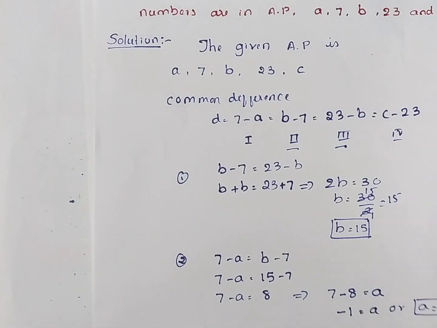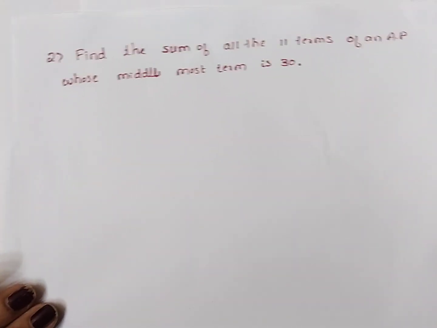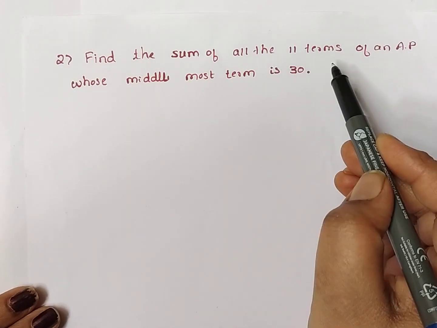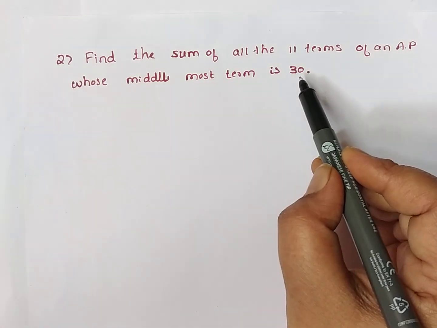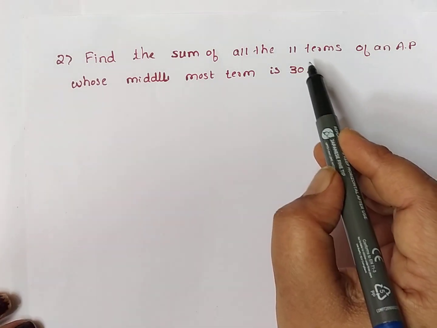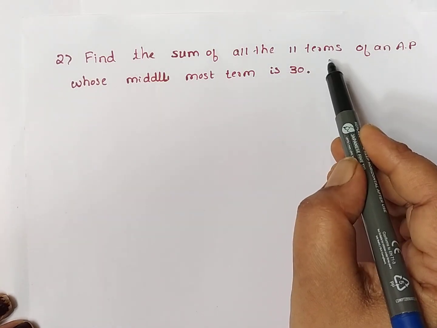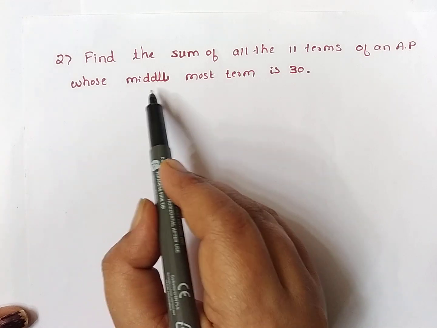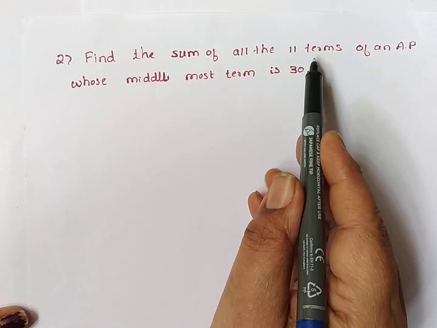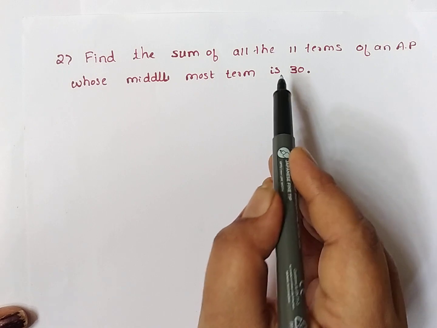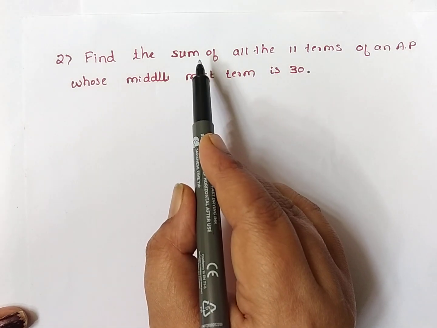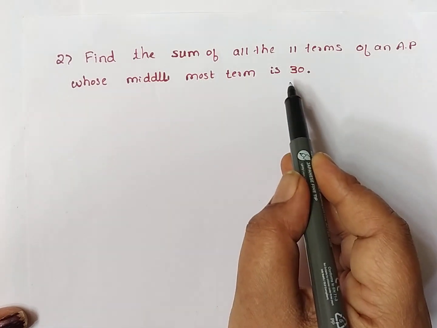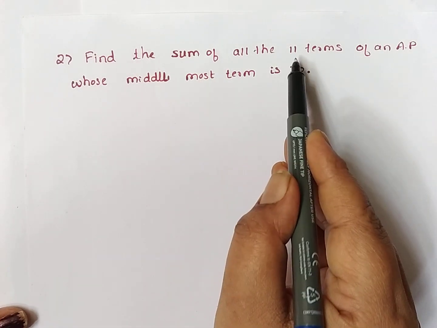Now the second question is: find the sum of all the 11 terms of an AP whose middlemost term is 30. Here, how many terms are there in the AP? 11 terms are there, that is n. And only the middle term is given. In 11 terms, the middle term is 30. And what do you have to find? You have to find the sum of all terms, that is S11. The middle term is 30 and n equals 11.